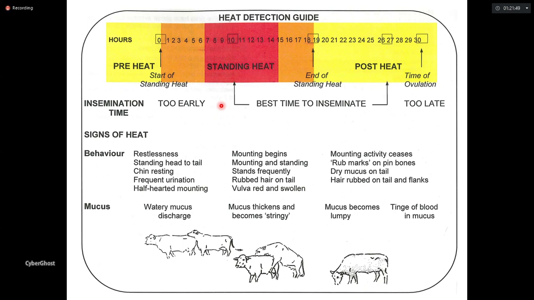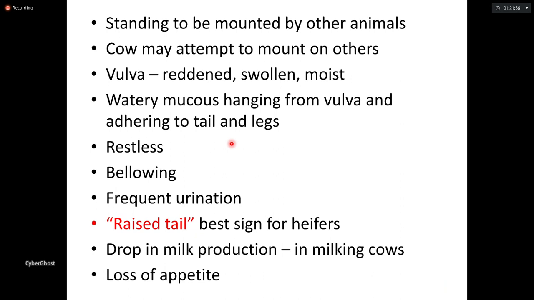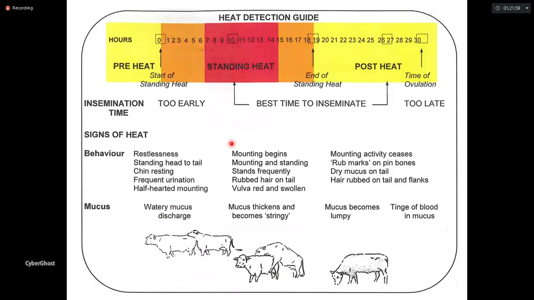As you can see, these were the basic things that we discussed, right? These are really shown by these animals during that particular time period, so we can observe them, right? They are restless, the tail is raised, urination, they let others mount them, and mucus discharge. Once you observe these signs, you know these animals are ready for this particular process. Then you will start the breeding process, right?